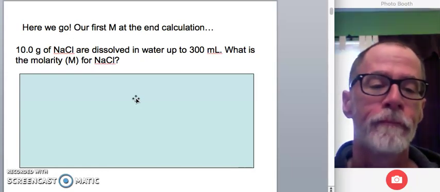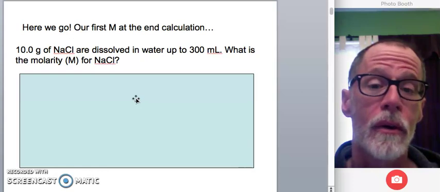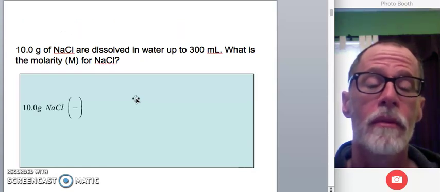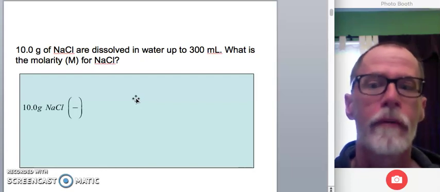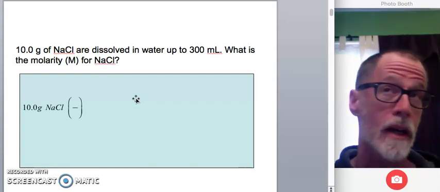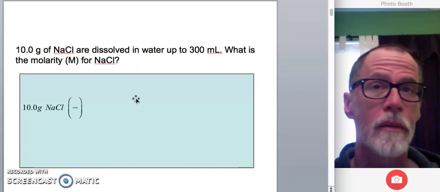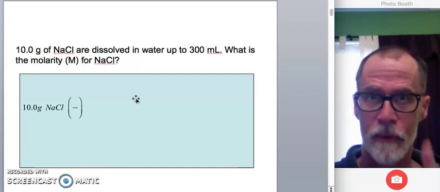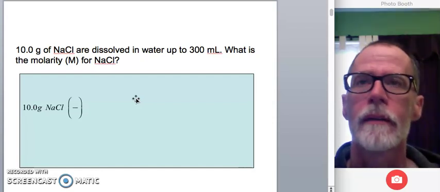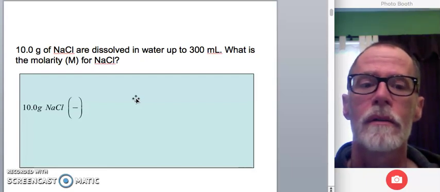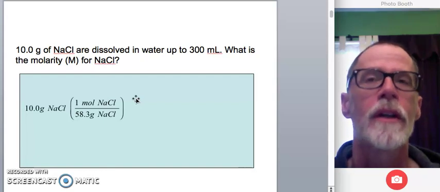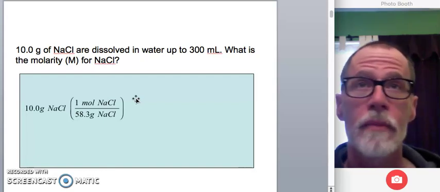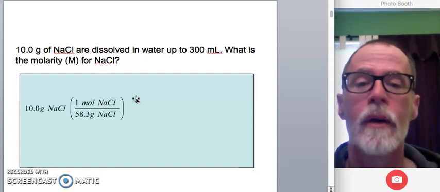Even though you have no idea how this is going to roll, you have seen the pattern before. It's going to be a bunch of brackets, and I'm starting off with 10 grams. Now, you may ask, why didn't I start off with the 300 milliliters? Hold on to that. Next, I convert grams to moles. You're thinking, I've seen this before, this is not that big of a deal.